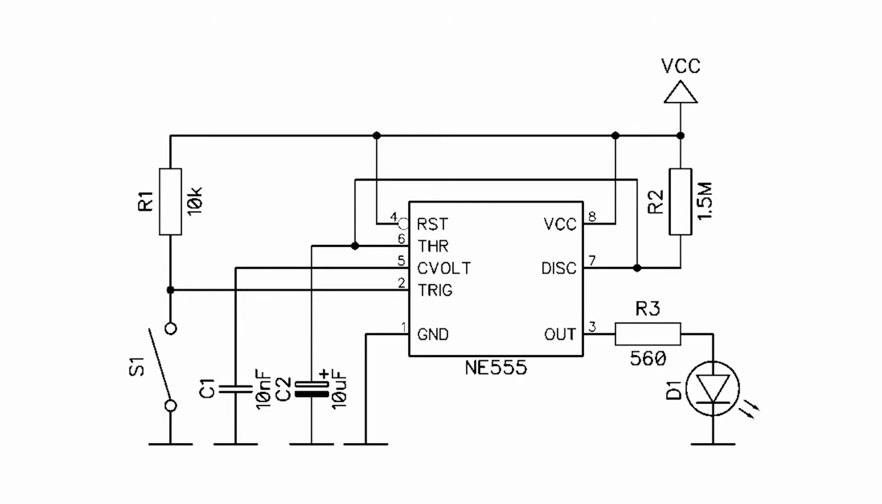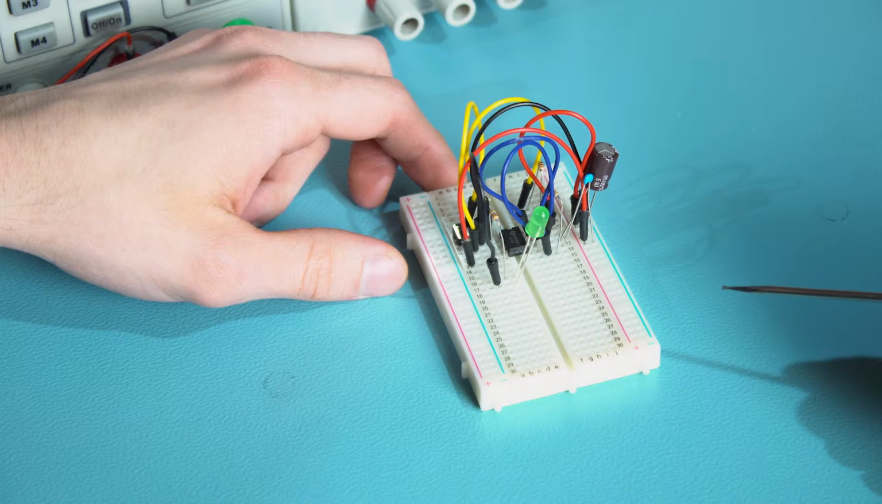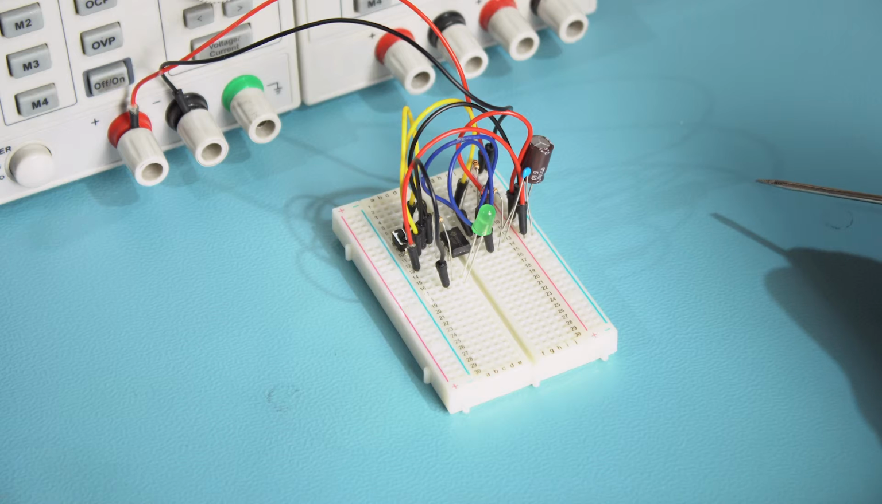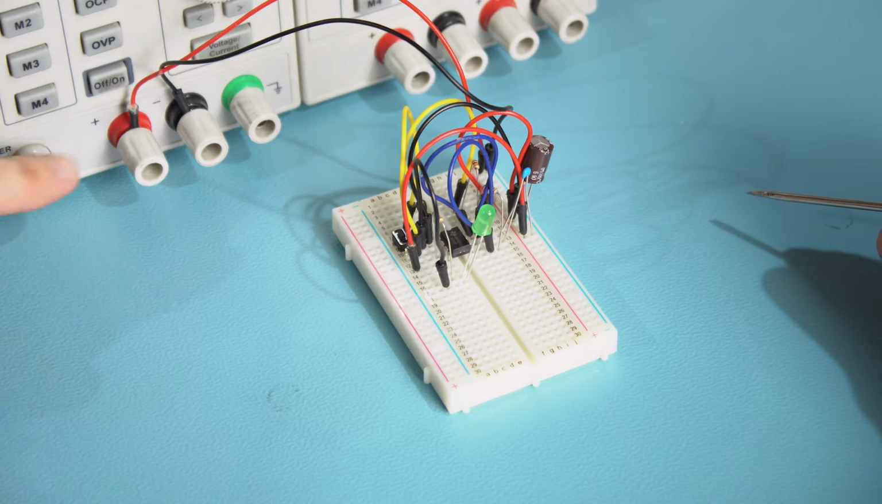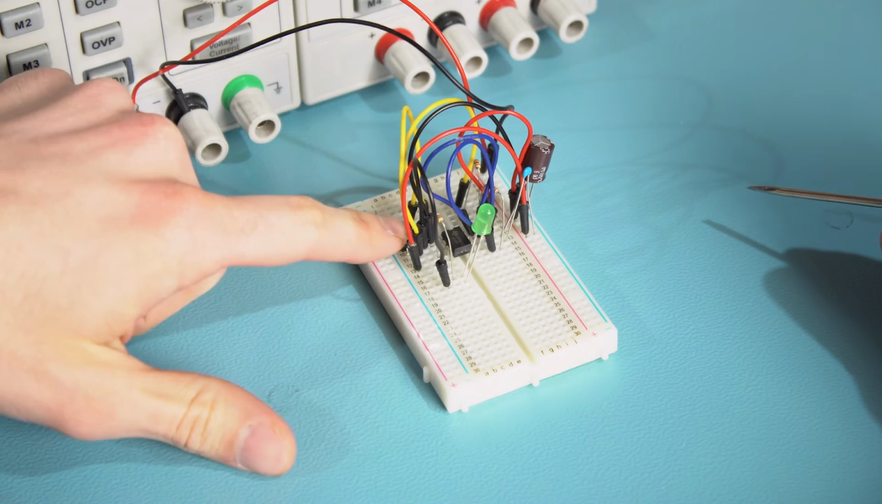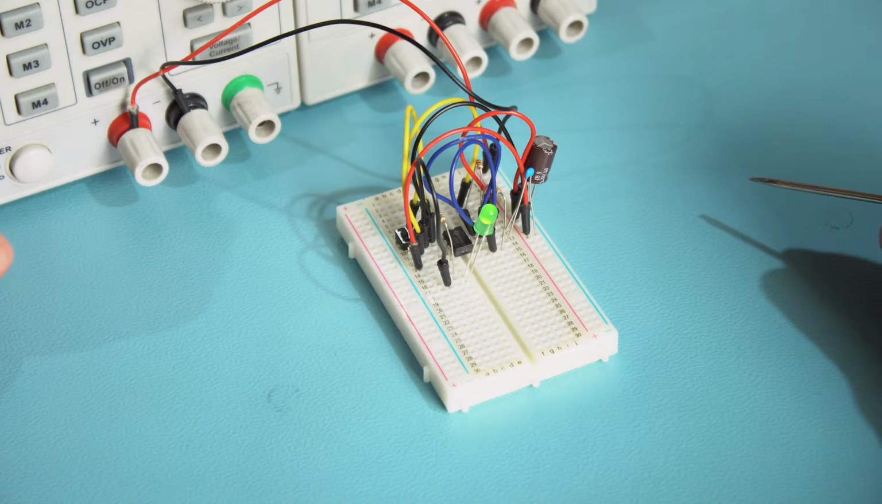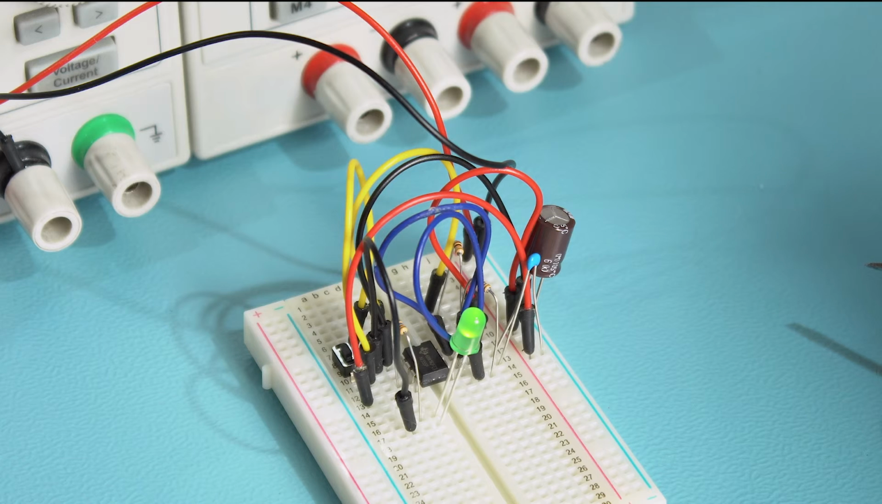We can also see time courses here. It can be seen that the switching moments occur when the capacitor reaches the voltage thresholds. Here is a practical implementation of the circuit on the contact plate. This is how the system works. We see that the system lights the LED for a certain period of time. The power supply voltage was set to 9 volts.